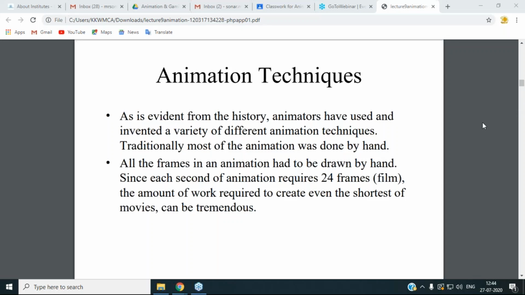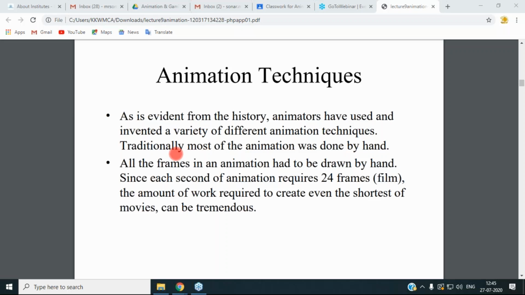Next is animation techniques. As we have learned until now, animators have used and invented a variety of different animation techniques. Traditionally, most animation was done by hand. I have told you many times previously that people used to draw images and then photograph or copy them, making a film out of it. Most of the things are drawn by hand.